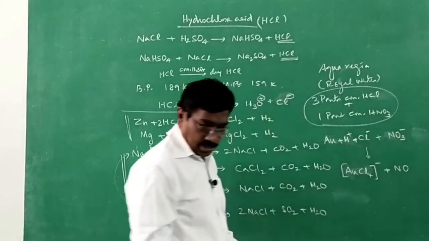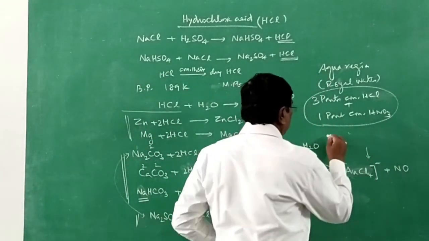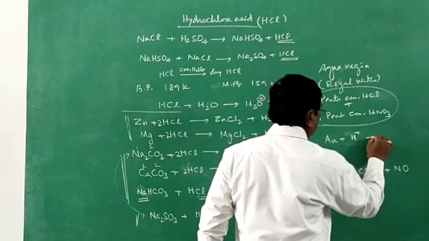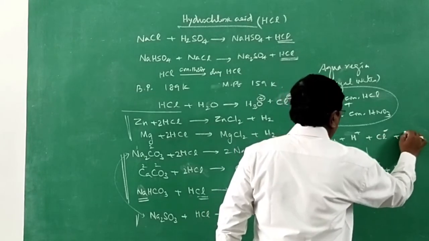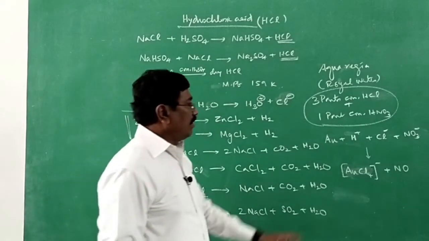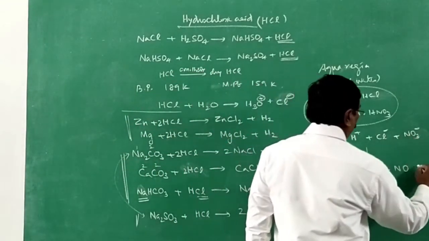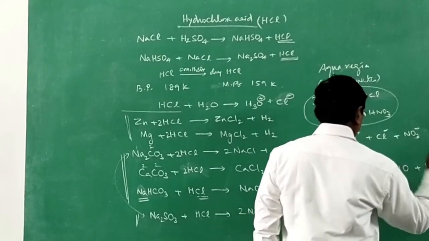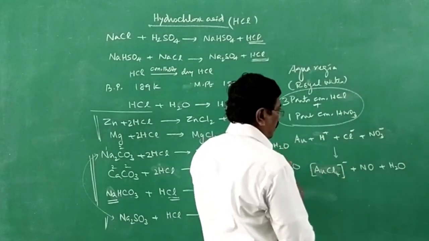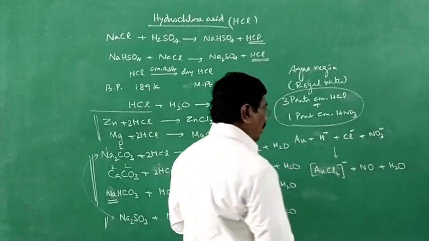Likewise, let me write. All right. So gold is allowed to react with hydrochloric acid and nitric acid. We have written the ionic equation. Instead of writing HCl and HNO3, it is written like this. So hydrogen gets combined with oxygen to become water. AuCl4 minus, nitrate radical becomes nitric oxide.